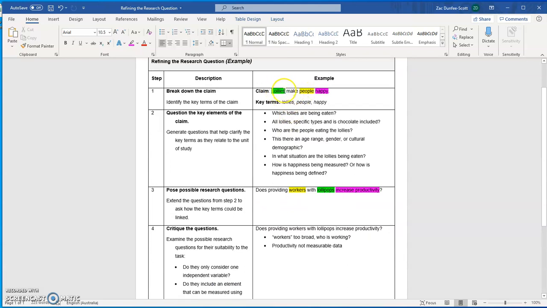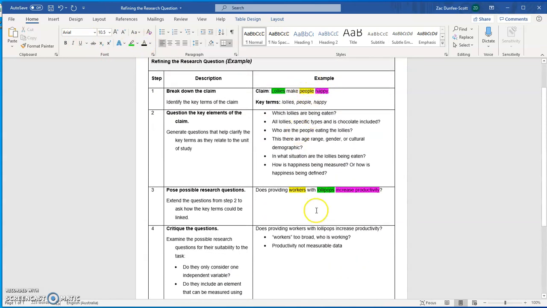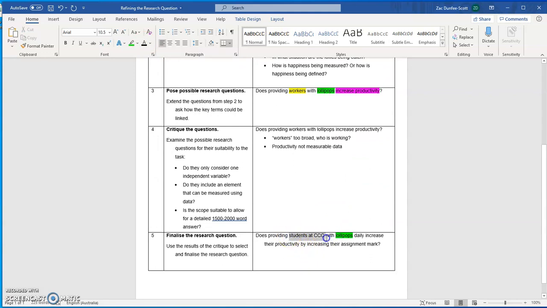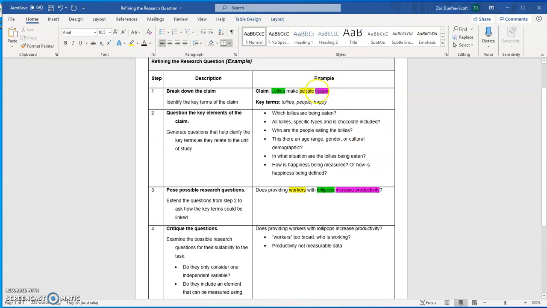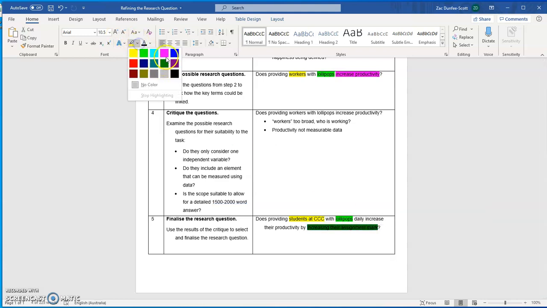Okay, so the lollies, okay, that I've got here in the claim, that can be seen by giving lollipops. Oops, that shouldn't have been red. All right, lollipops. All right, you can see that the people in this situation are students at Chisholm Catholic College, very specific. Okay, and making them happy is by increasing their assignment mark. Okay, that's obviously going to make them happy.